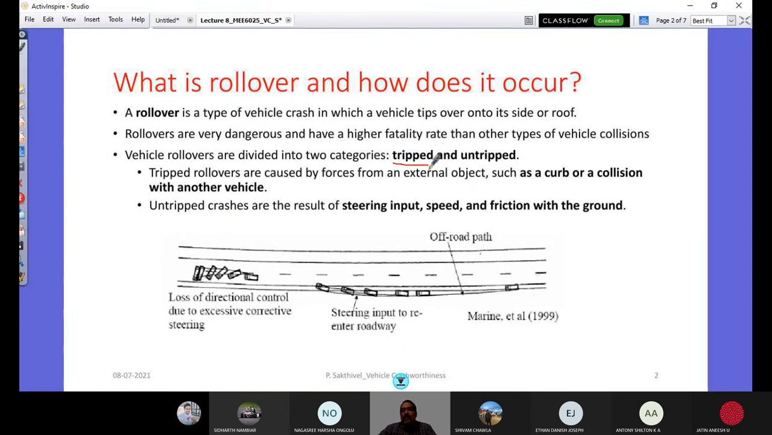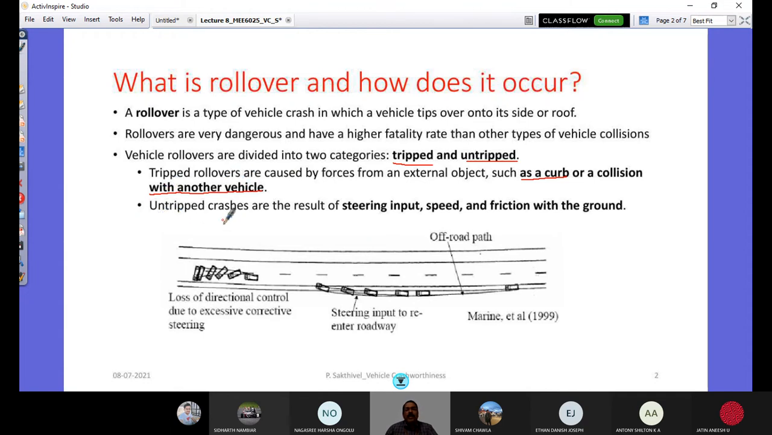One is tripped and the other is untripped. So what causes tripped and untripped rollovers? Tripped rollovers are caused by forces from an external object such as a curb, an obstacle, or a collision with another vehicle. There can also be a sand pit, where the vehicle digs into the sand and can roll when it goes off the road. So this is what is called a tripped rollover.